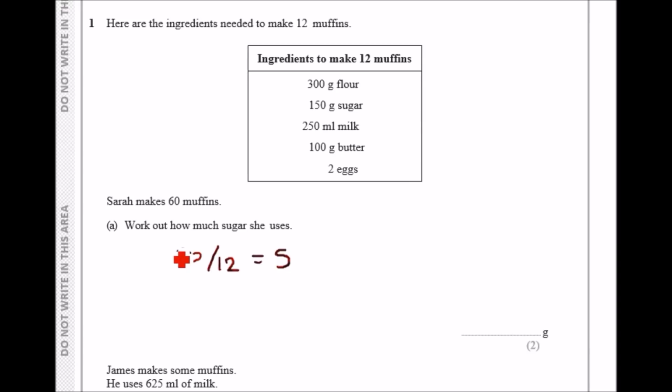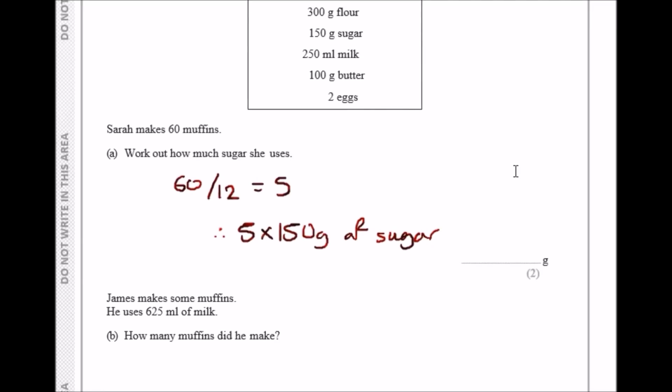Because she wants sugar, we can say she needs 5 times 150 grams of sugar to make exactly 60 muffins. And of course she needs 5 times everything else. You can't just increase sugar and nothing else. But specifically for sugar, you enter 5 times 150 in the calculator, and you should get 750 grams. All right, easy. Now how about part B?